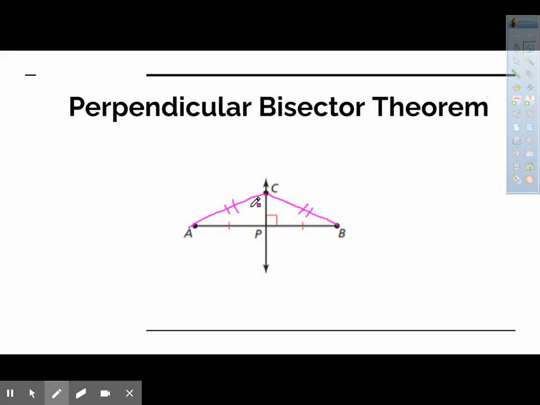And that works for anywhere on the perpendicular bisector. Let's say that I plotted a point right here, and let's call this point D. If I drew a line from D to B and then from D to A, they're going to be the same distance from each other. They're going to be congruent.